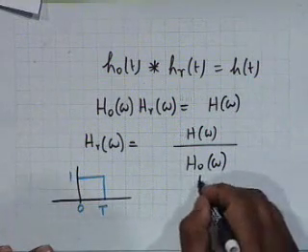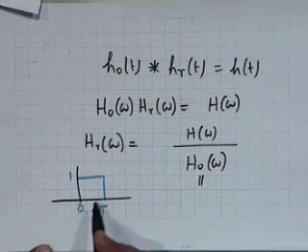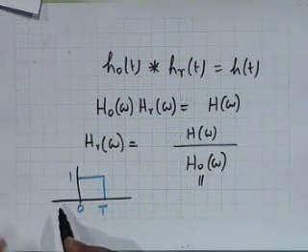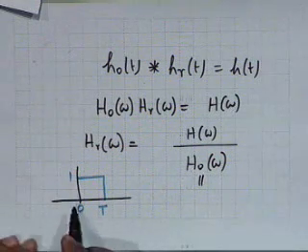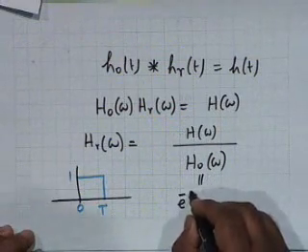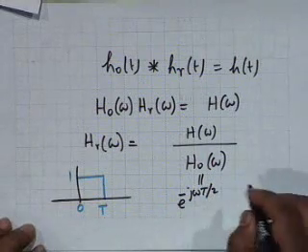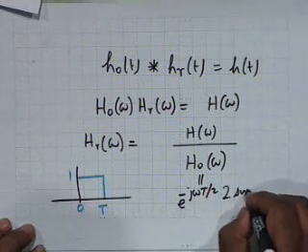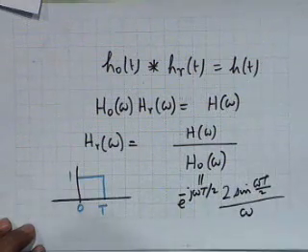Therefore, H naught of omega is equal to, you see, it will be even if I shift it to the left by capital T by 2, and then it will be a truly sinc. Since it is shifted to the right, we have to multiply by e to the minus j omega T by 2, this you can verify, e to the minus j omega T by 2, then twice sine of omega T by 2 divided by omega.